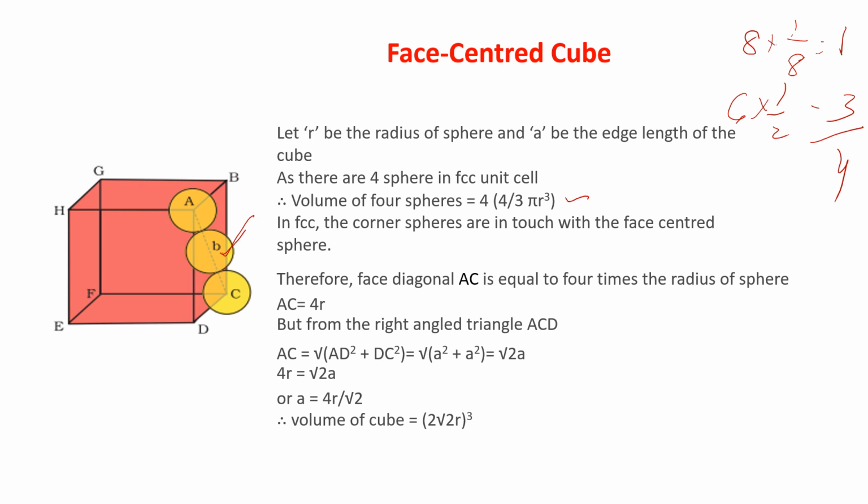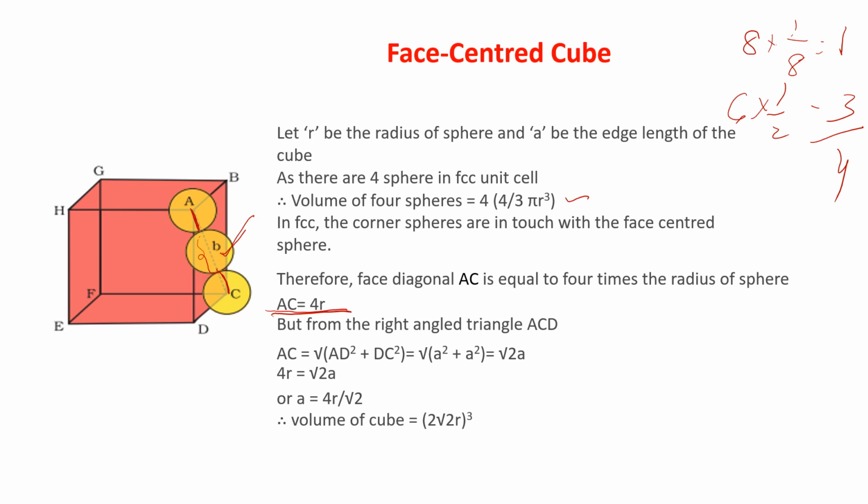In FCC, the corner spheres touch the face center spheres. Therefore, we have to calculate the face diagonal AC. How to calculate? AC is equal to 4 times the radius of the sphere. Because, as in the previous one, from here to here it is R, from here to here it is R, and B is equal to 2R. So it is 4R. AC is equal to 4R.